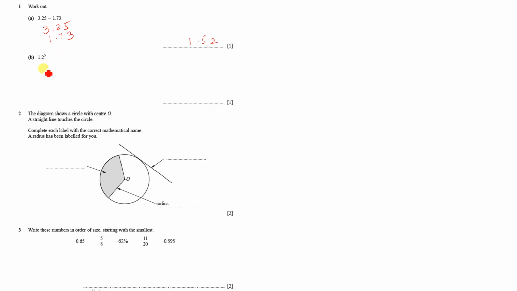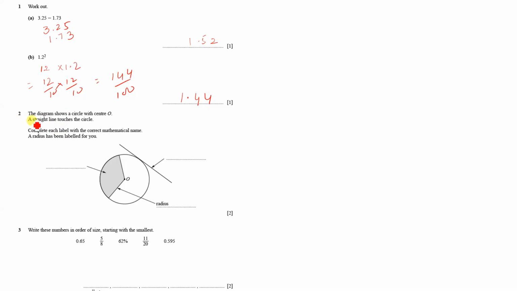Now 1.2 squared can be written as 1.2 times 1.2, and this can be written as 12 over 10 times 12 over 10. And this is equal to 144 divided by 100, and it can be written as 1.44.